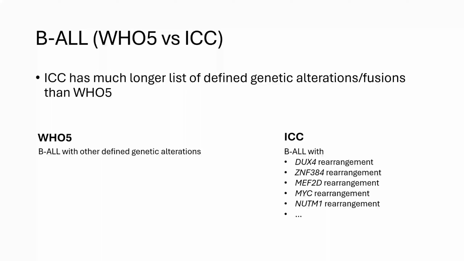The ICC system specifically defines BALL with a longer list of defined rearrangements, such as with DUX4 rearrangements, with MEF2D rearrangement, with MYC rearrangement, and so forth, before having a larger category or an ending category of BALL with other defined genetic alterations. So basically, ICC defines more genetic alterations than the WHO5 does. However, the majority of these would still be detectable with FISH or other genetic studies as they are rearrangements.